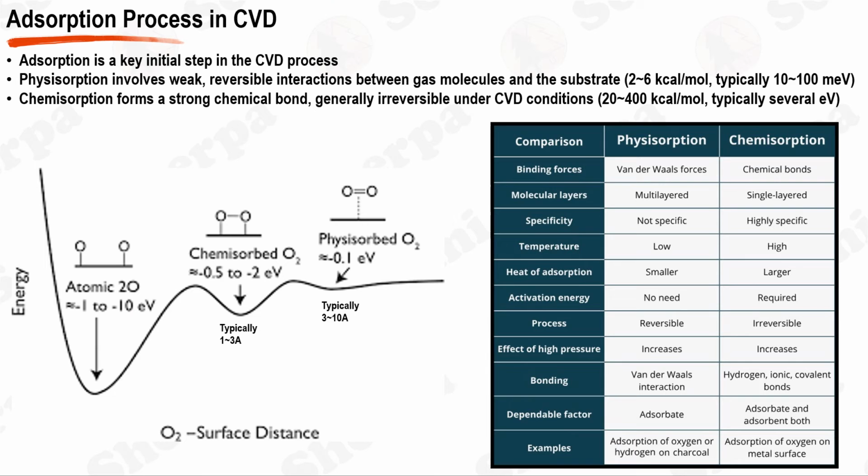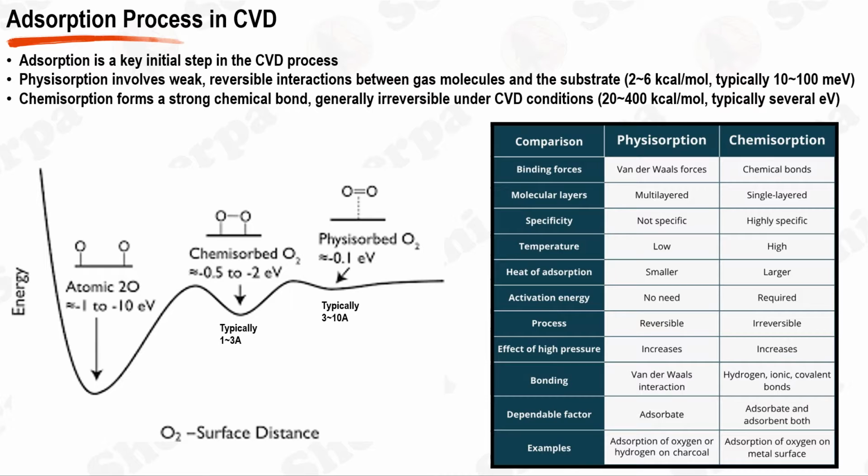ongoing film growth. Adsorption is a fundamental process in chemical vapor deposition, CVD, that controls the initial stage of the deposition process. During this phase, gaseous species interact with and adhere to the substrate surface. This interaction can primarily take two forms: physisorption and chemisorption. Physisorption, also known as physical adsorption, is a process in which the gas molecules weakly bind to the substrate surface primarily due to van der Waals forces.